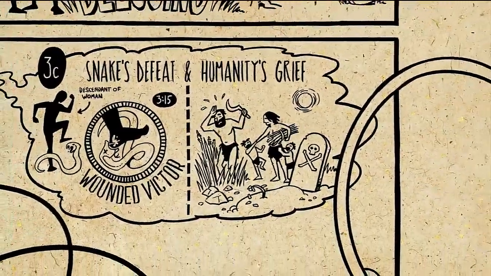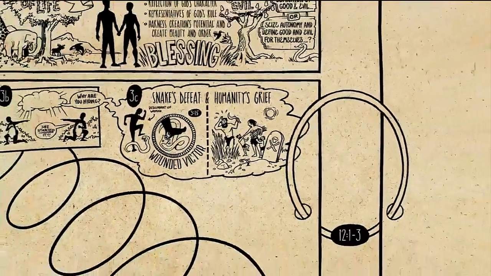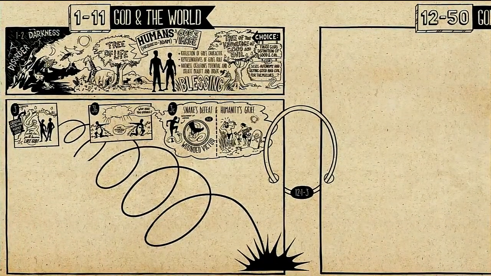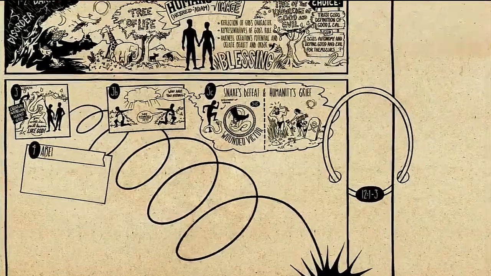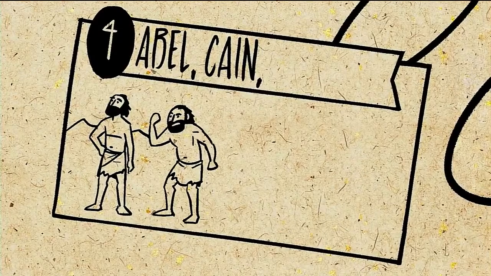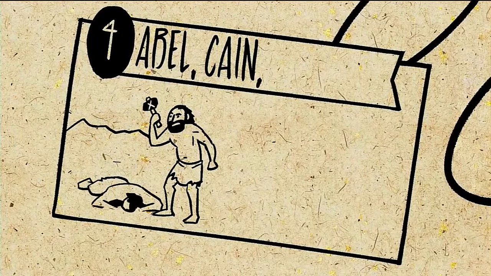Chapters 3 through 11 trace the widening ripple effect of the rebellion and of human relationships fracturing at every level. So there's a story about two brothers, Cain and Abel. Cain's so jealous of his brother that he wants to murder him. And God warns him not to give in to the temptation, but he does anyway. He murders him in the field.